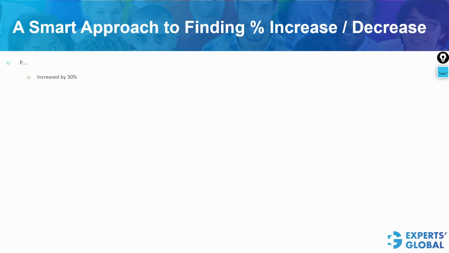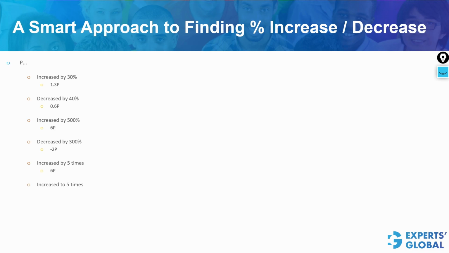P increased by 30%, the value would become 1.3p. Decreased by 40%, the value would become 0.6p. Increased by 500%, the value would be p plus 5p, which is 6p. Decreased by 300%, therefore p minus 3p, which is minus 2p. Increased by 5 times, so there is an increase of 5p here. The value would become p plus 5p, which is 6p.